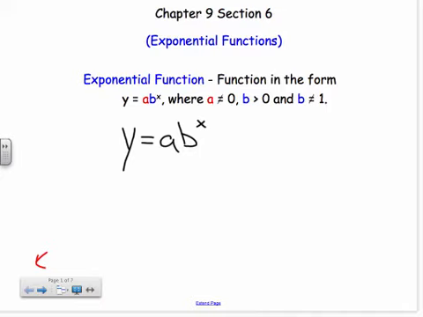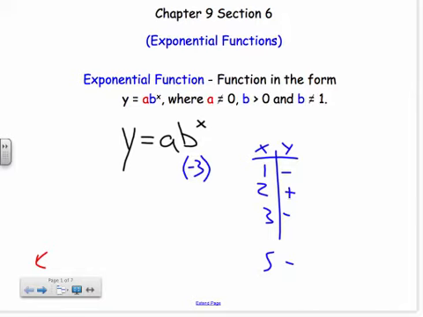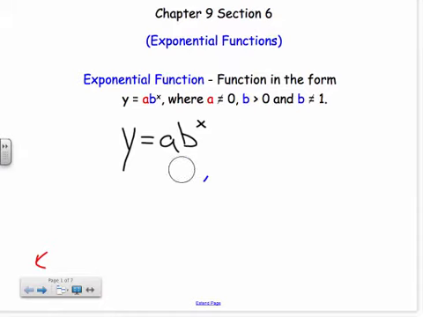If I had b as a negative number, when I would make a table for this, at every odd x I'd have a negative answer for my y, right? Because I'm going to take a negative to an odd exponent. It's multiplying an odd number of negatives. And every even I'd have as a positive. So my graph would look pretty funky, right? So I do not want to use a negative for the b term.